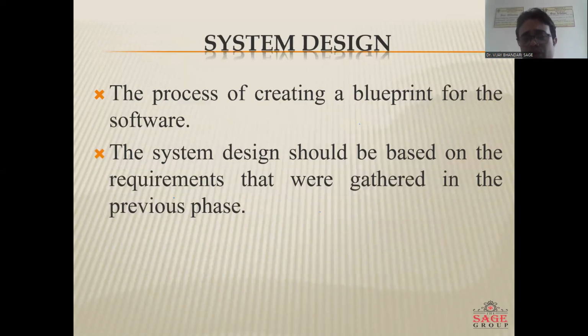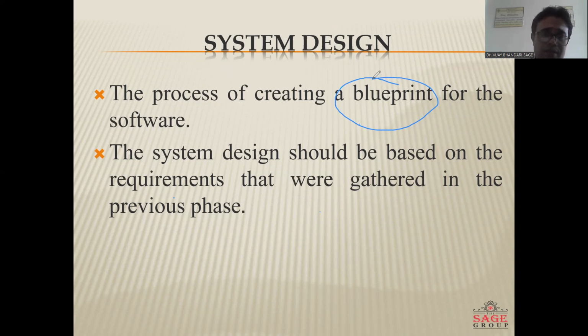Now, system design. It is the process of creating a blueprint for the software, and the system design should be based on the requirements that were gathered in the previous phase. So we have to design a blueprint. It may be a hard copy, or it may be in any workspace, right, where we can show the workflow of the project. So it will be a system design based on the requirements gathered in the previous phase, like in the first slides. Now we will see the next phase.